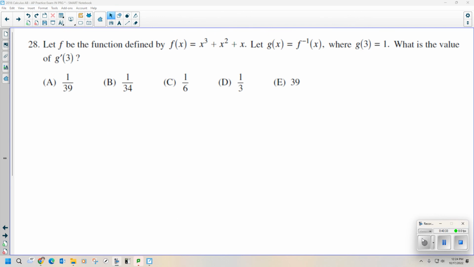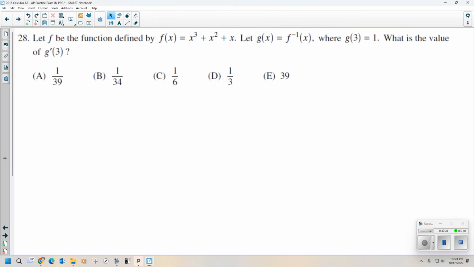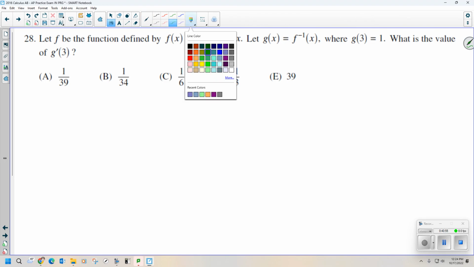Last one. Man, we're already 40 minutes in. These were tough, very lengthy. Right, number 28. Let f be the function defined by f of x equals x cubed plus x squared plus x. Let g of x be the inverse of f of x. Oh, I love inverse problems, especially derivatives. This is going to jump right out to me, all right?